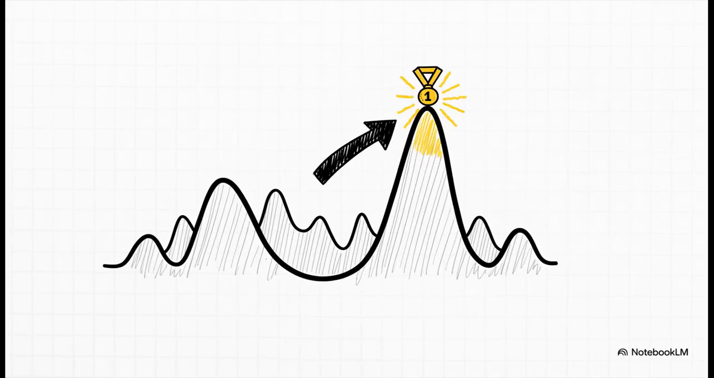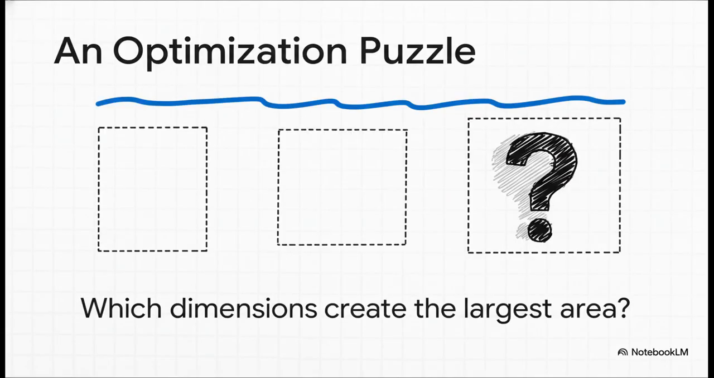But finding rates isn't the only trick up its sleeve. Derivatives also have this kind of superpower. They can find the absolute best or the worst outcome in any situation. This whole process is called optimization, and it's the math behind everything from planning the most efficient delivery routes to training artificial intelligence. Check out this classic puzzle.